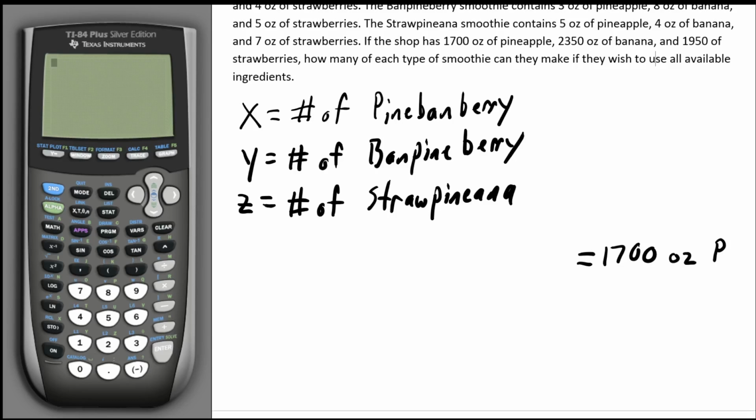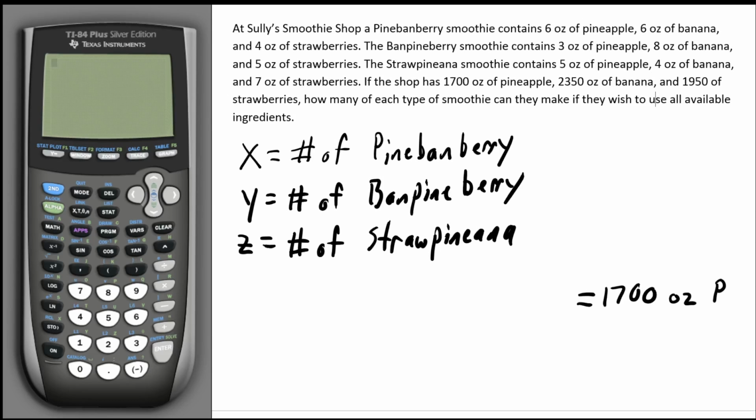So what we want to do now is look up in the problem for all of our numbers that have to do with pineapple. And so we can see we have 6 ounces of pineapple for the first type of smoothie, 3 ounces of pineapple for the second type of smoothie, and 5 ounces of pineapple for the third type of smoothie. So the way we're going to make our equation, it's 6 ounces for every pine banberry smoothie. So that's 6 times x. 3 ounces for every pine berry, so that's plus 3y. And then 5 ounces for every straw pine anna smoothie, so that's 5z. And so that's our first equation.